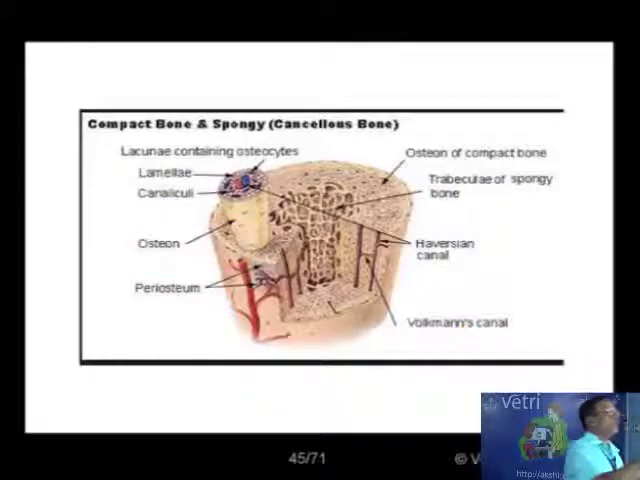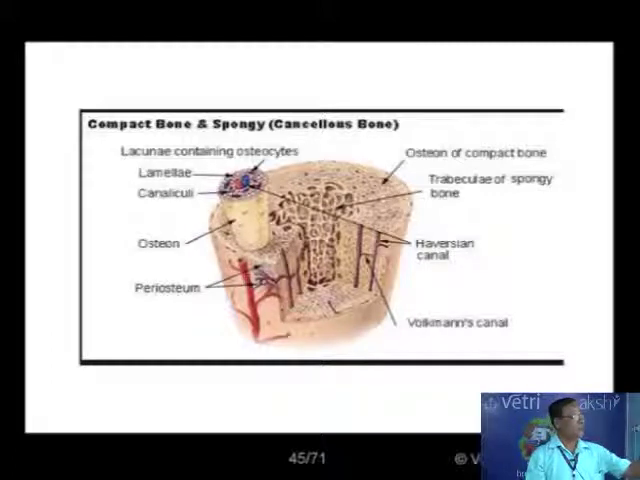Now this is a diagram of what I said already. This is one unit, one Haversian system, and you see one red blood vessel and one blue blood vessel representing an artery and a vein. And also we have some nerve and one lymphatic vessel. One nerve, one lymphatic vessel, one artery, one vein is there.